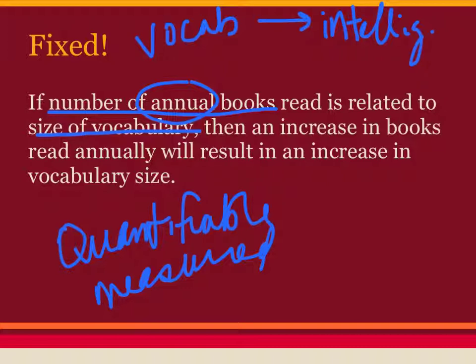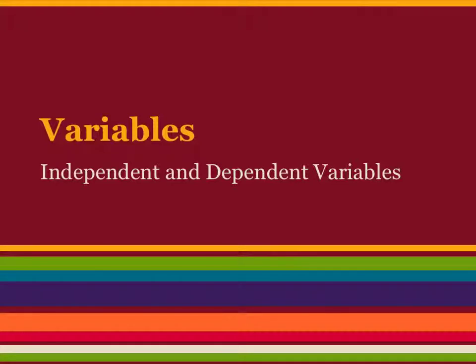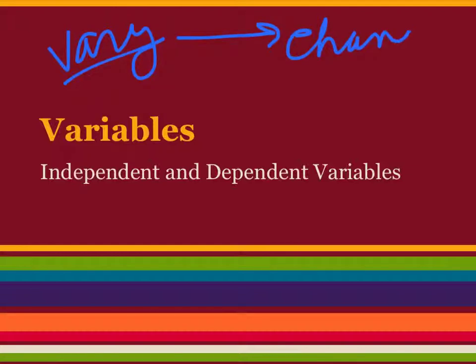So what we're going to do now is talk about these variables that we've identified. We keep talking about these two variables, variable 1 and variable 2. We're going to be talking about them more specifically now. First of all, let's break apart the word variable. What does variable mean? Well, what does it mean to vary something? To vary something means to change it.